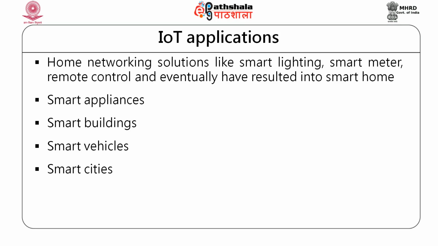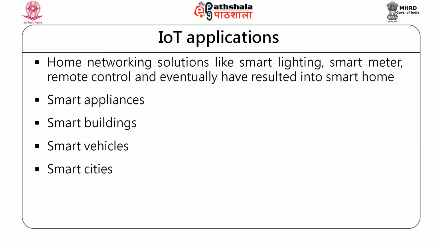Home networking solutions like smart lighting, smart meter, remote control, we have already discussed most of them in module 6. I am not going to discuss more about that, but remember what we discussed. The list of that is available on the screen. Smart appliances we discussed, smart buildings which can learn about their inmates' requirements and change accordingly, provide their readings and so on and so forth. Smart vehicles which can avert accidents, smart cities which can learn from the data and take decisions in favor of their citizens' comfort. So, those things are happening.